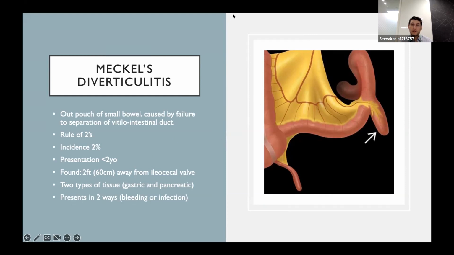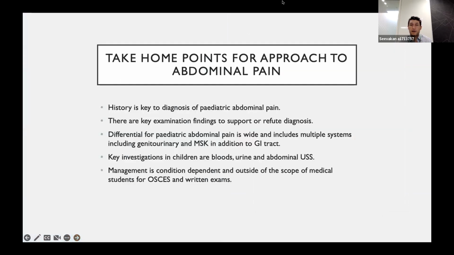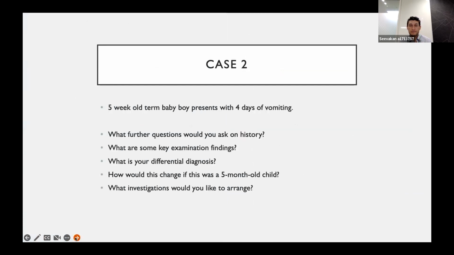Right. Does anybody have any questions before we move off Meckel's diverticulum? No? You sure? Okay. Righty-ho. There are just some take-home points which we've kind of talked about already. Righty-ho. Let's move on to case number 2.